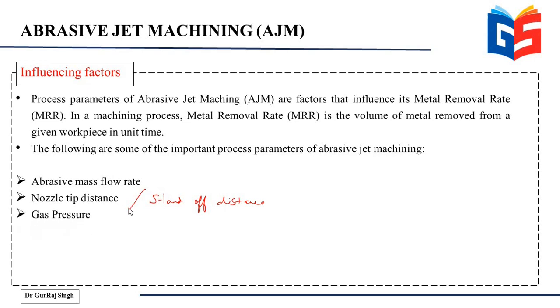Third, we have the gas pressure. Obviously, the gas pressure is going to decide the kinetic energy that your abrasive particles eventually receive from the gas. This is the fourth point, the velocity of the abrasive particles. The mixing ratio, the ratio in which the abrasive particles and the gas are mixed together. And finally, the abrasive grain size. You need to have an optimal size of these grains for the abrasives.